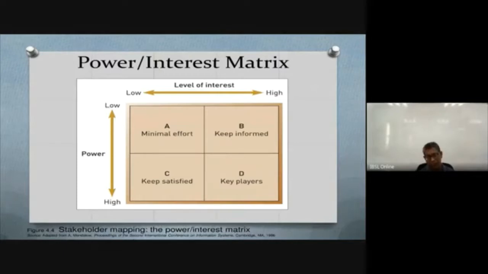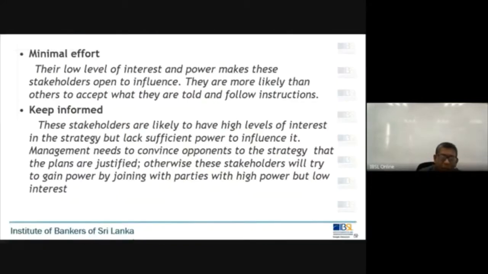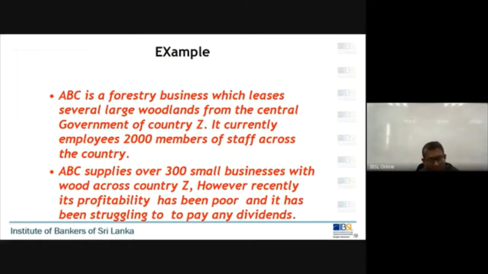So thereby, you need to understand the power matrix, interest matrix, and the stake. Okay, now we will do an example to properly understand this power matrix, interest matrix. Now, you see, ABC is a forestry business, if I quote from the SIMA case. ABC is a forestry business which leases several large woodlands from the central government of the country. It currently employs around 2,000 members of staff across the country.